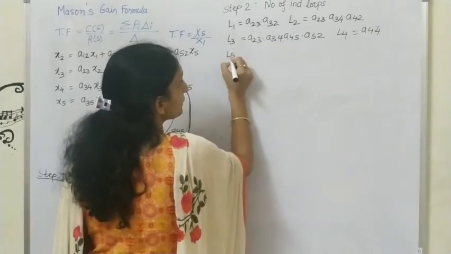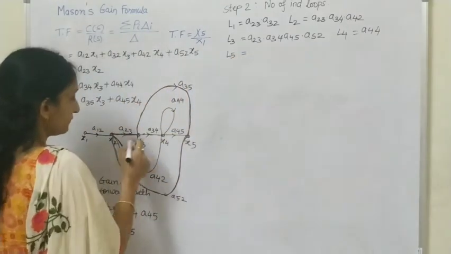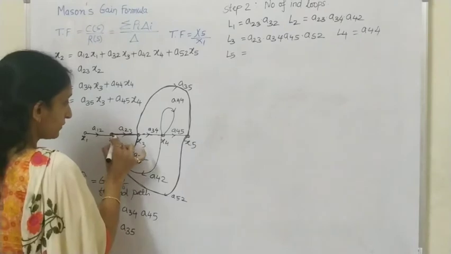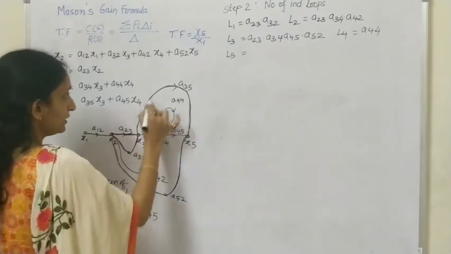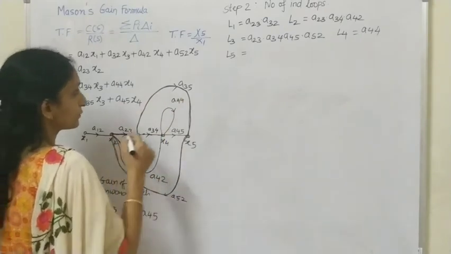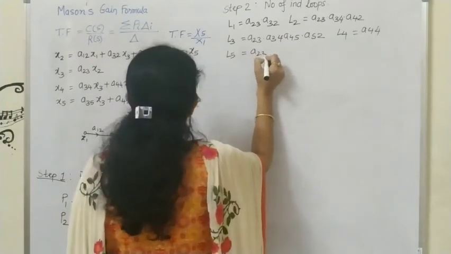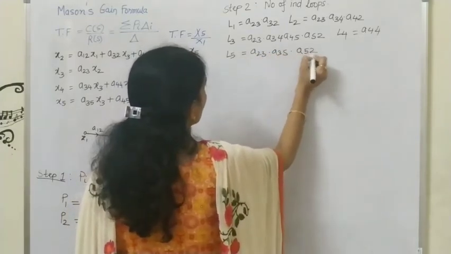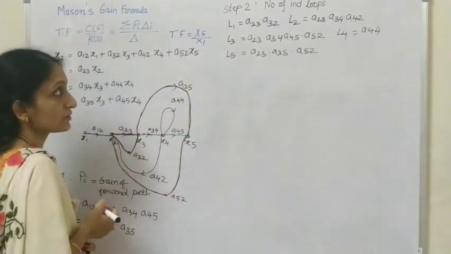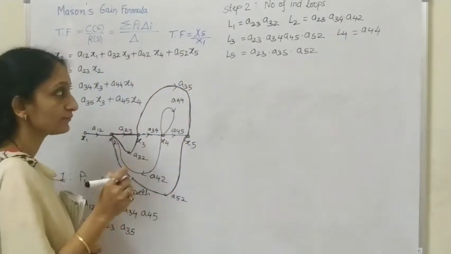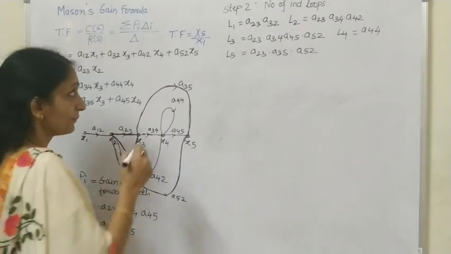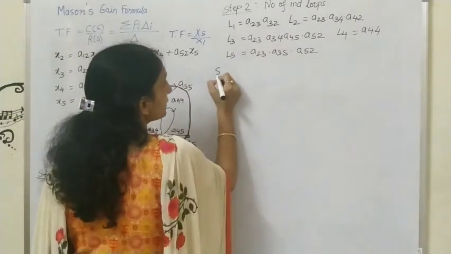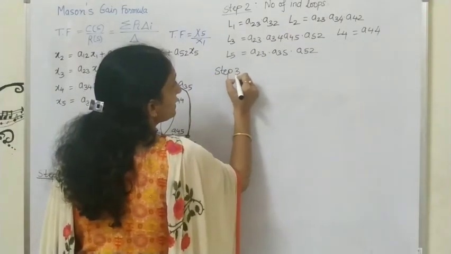Then one more loop, L5. For L5 we have just now considered a23, a35 and a52, that is a23, a35, a52. So these are the loop gains. How many individual loops are there? 5 individual loops are there. So next, step number 3.